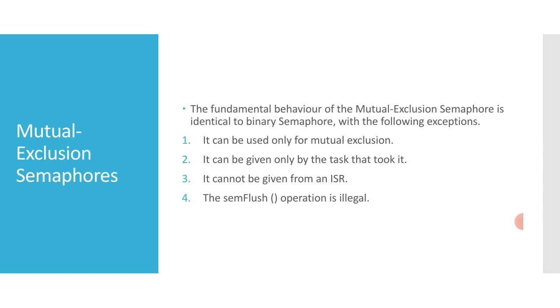It can be used only for mutual exclusion. It can be given only by the task that took it. It cannot be given from an ISR. So this is very important: it cannot be given from an ISR. The semFlush operation is illegal in mutual exclusion. So there arises a problem called priority inversion.